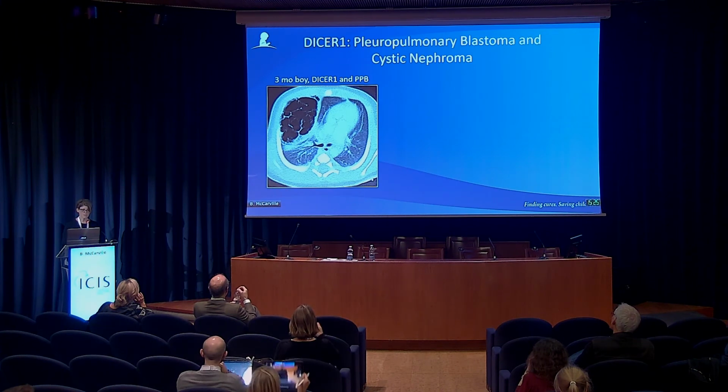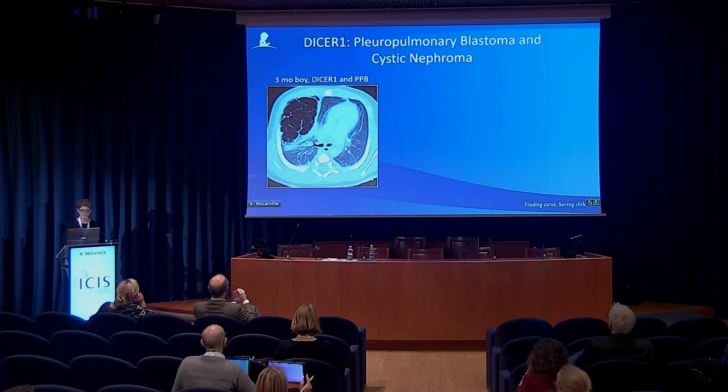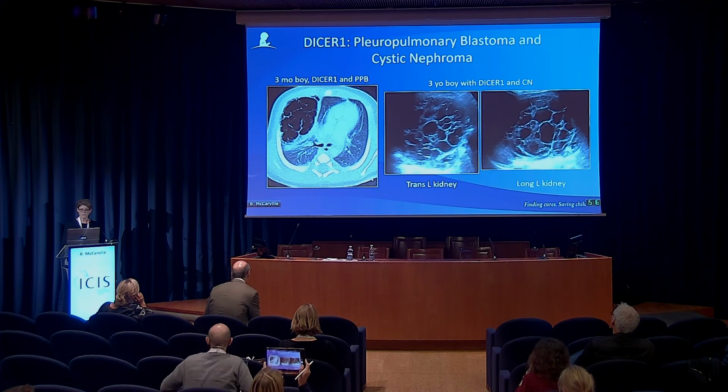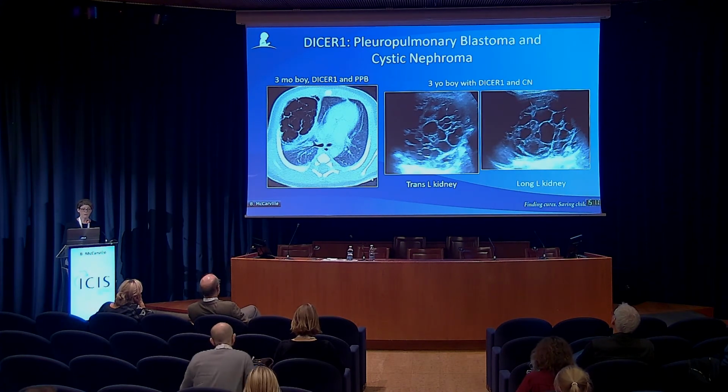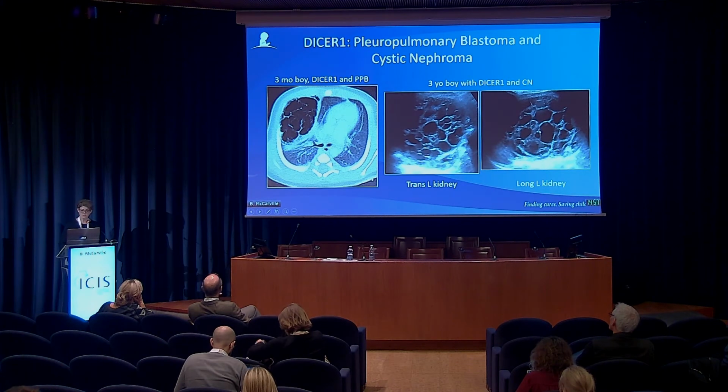So this is an example of a 3-month-old. Again, this is a very young patient with DICER1 mutation and the cystic pleuropulmonary blastoma, and another patient with DICER1 mutation, a 3-year-old who was found to have this cystic nephroma on surveillance ultrasound. On ultrasound, you can identify all the septa and the simple cysts. There may be areas in these tumors that appear solid on ultrasound, but this is because the cysts in those areas are so small, they're below the resolution of the ultrasound transducer.